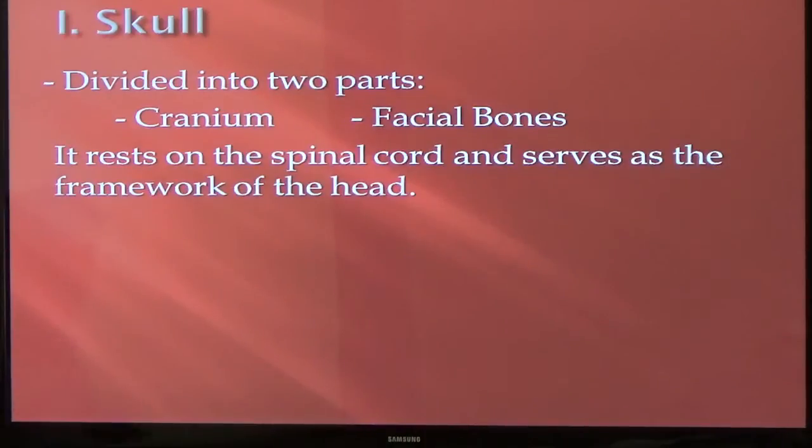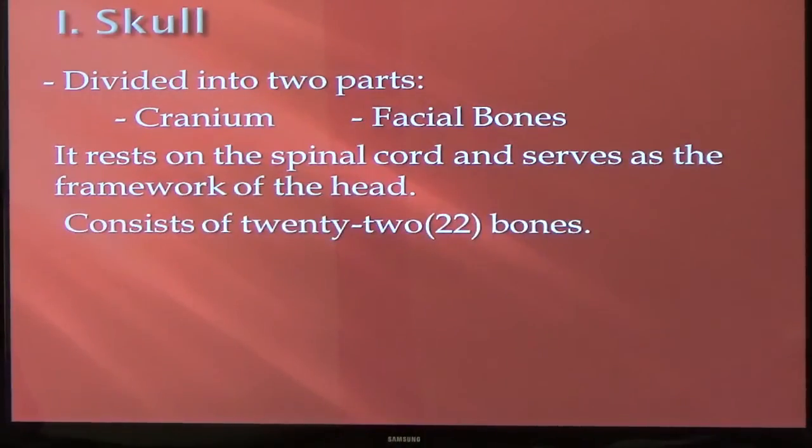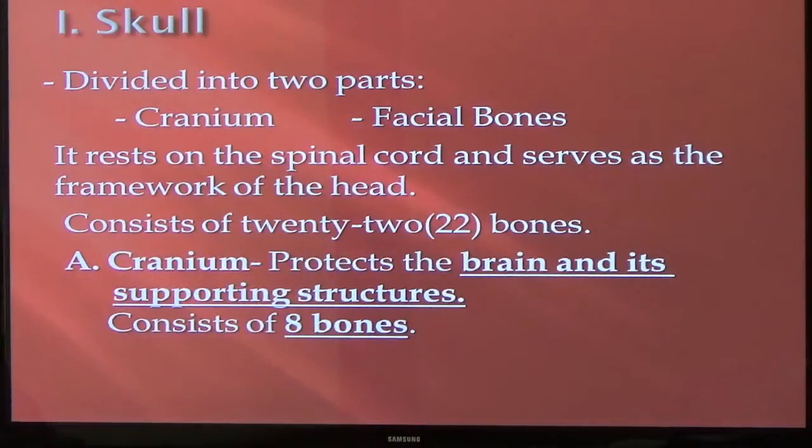So it consists of, like I said, 22 bones. The cranium itself has 8 bones. And again, the cranium has your brain. That's what holds the main functioning computer, basically.